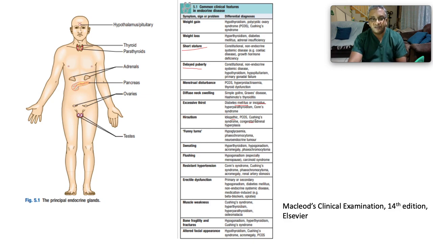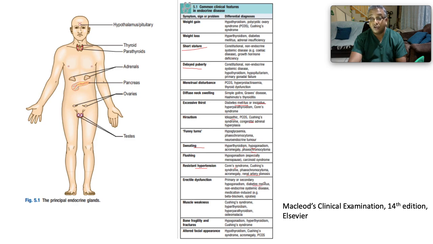congenital adrenal hyperplasia. So-called funny turns or seizures can be due to hypoglycemia, but you also have it with pheo or a neuroendocrine tumor. Diaphoresis and sweating happens in the setting of hyperthyroidism, hypogonadism, acromegaly, and pheo. Flushing is typical for carcinoid syndrome together with hypogonadism, especially during menopause when they have these so-called hot flashes. Resistant hypertension, the common culprits from an endocrine perspective, Conn's syndrome, Cushing's syndrome, pheo, acromegaly. Don't forget about renal artery stenosis, right?